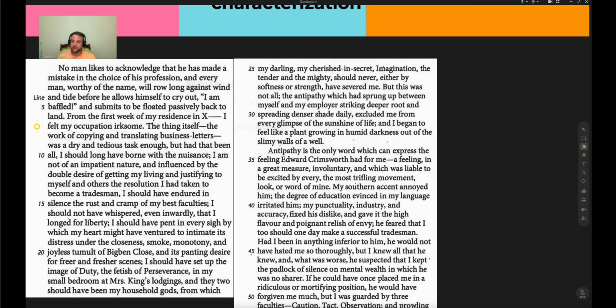I am not of an impatient nature, and influenced by the double desire of getting my living and justifying to myself and others the resolution I had taken to become a tradesman, I should have endured in silence the rust and cramp of my best faculties. I should not have whispered even inwardly that I longed for liberty. I should have pent in every sigh by which my heart might have ventured to intimate its distress under the closeness, smoke, monotony, and joyless tumult of Big Ben Close, and its panting desire for freer and fresher scenes. I should have set up the image of duty, the fetish of perseverance, in my small bedroom at Mrs. King's lodgings, and they too should have been my household gods from which my darling, my cherished in secret, imagination, the tender and the mighty, should never either by softness or strength have severed me.